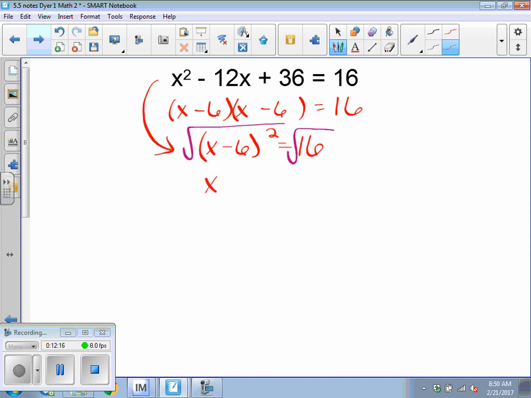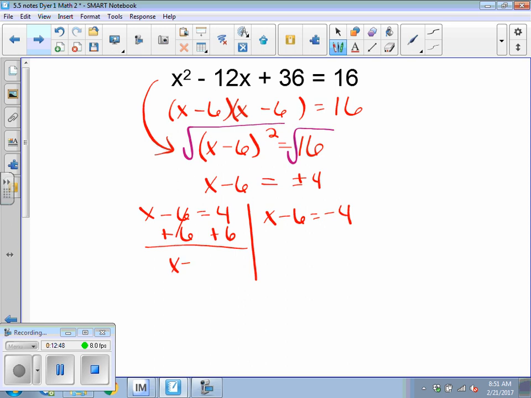And so you have x minus 6 equals what? 4. Close. What did we forget? Oh, you got a square root of the other side. Well, we did, but what do we put here? That's half the answer. 4 is half the answer. Plus or minus. Plus or minus 4. Don't forget the plus or minus. So that's x minus 6 equals positive 4, and x minus 6 equals negative 4. Okay? Now we can solve. So x equals 10, and x equals 2.